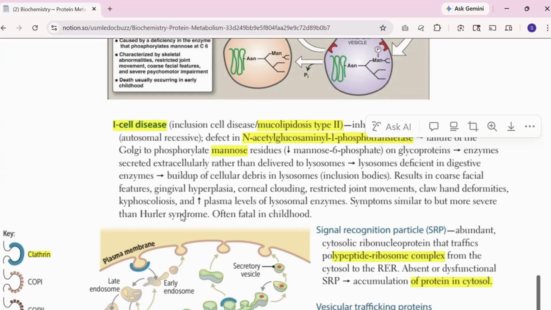Increased plasma levels of lysosomal enzymes. Yes, they can spill over into your blood. You may detect them, you may not, right? Symptoms very similar to Hurler, right? But it's more severe than Hurler. Okay, so that is I-cell disease. I hope that makes sense.